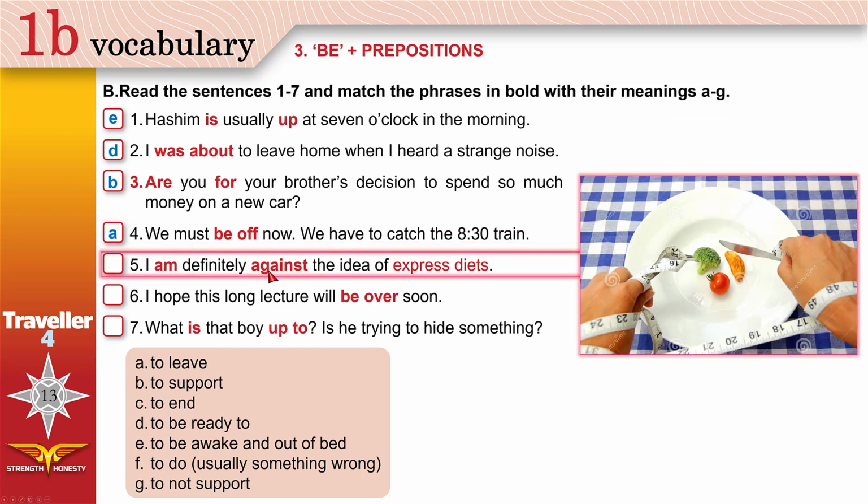I am definitely against the idea of express diet. I am against, you are against, means you don't support, you are not for. This is the opposite of this. I am for the idea. I am against the idea. G. To not support. B. To support. G. To not support. I am for the idea of express diets. I support it. Express diets are diets that can help you lose weight fast.